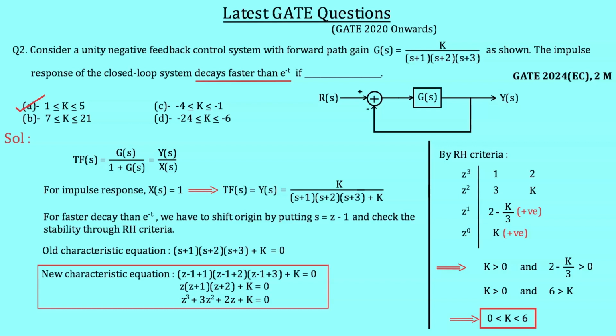However, in our case it simply means the system response will decay faster than e^(-t). After solving these two inequalities, we will get that the value of k cannot be greater than 6 and cannot be less than 0. Out of the four options which are present in the question, only the first option is valid. That's why the option A is correct. This was actually a very good question. I hope you have enjoyed this question.